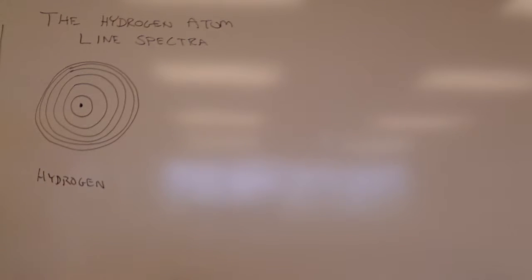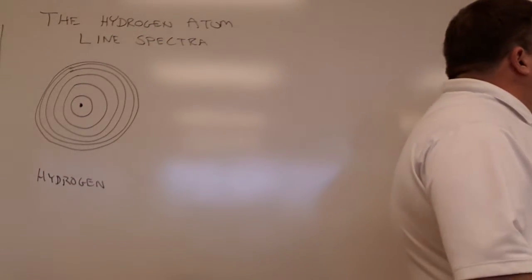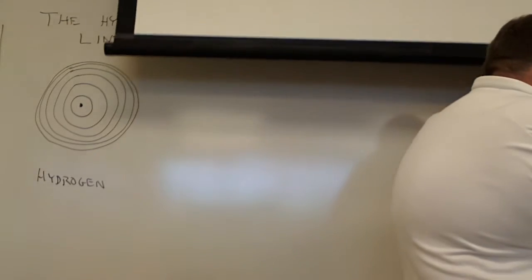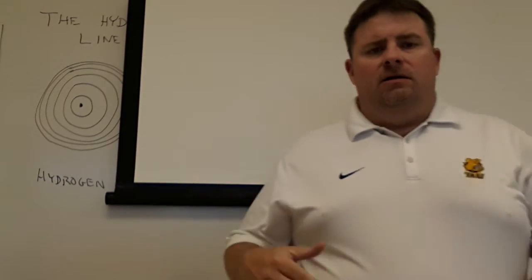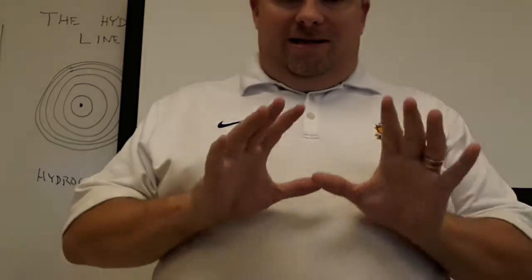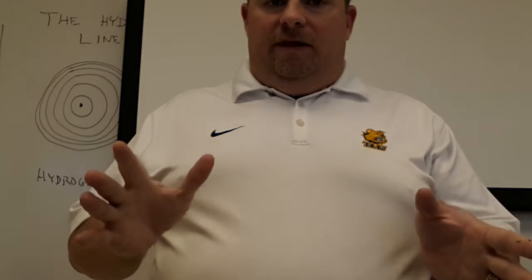So I want to talk about the hydrogen atom, in particular the line spectra that come across with it. What you may be asking yourself is, what is a line spectrum? And I'll show you over here. A line spectrum is what we see when we excite hydrogen. We excite hydrogen, and then we look at what light is coming out of that spectrum.